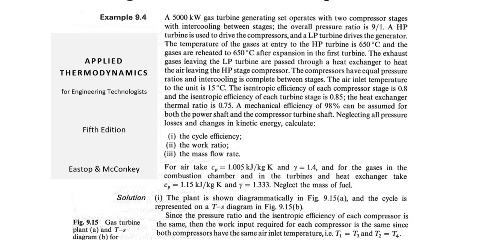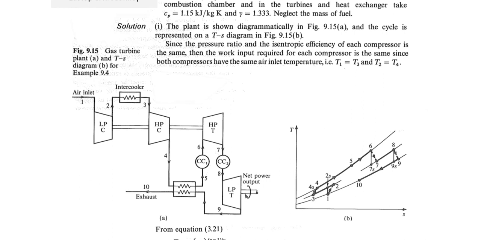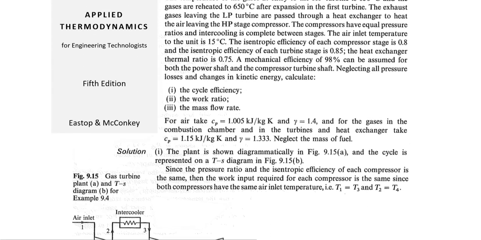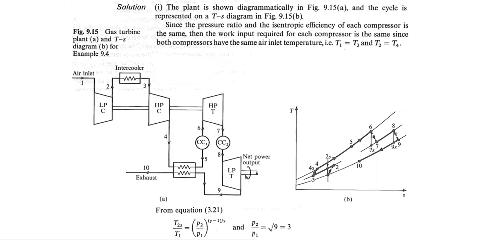So it is an example of, again, one stage of intercooling and one stage of reheating. But now in this case the compressor and the turbine are not isentropic; there is irreversibility in them. Intercooling is complete, and the reheating is to the same temperature.